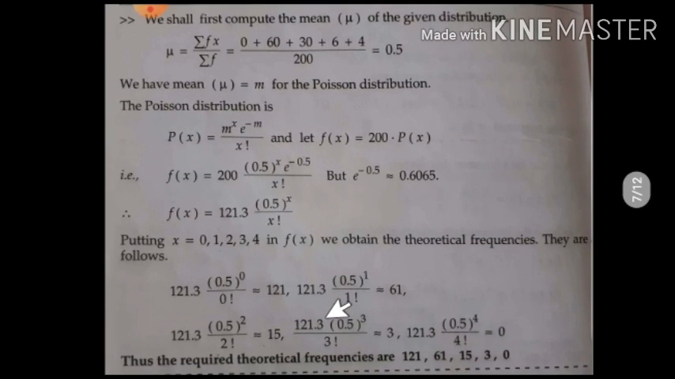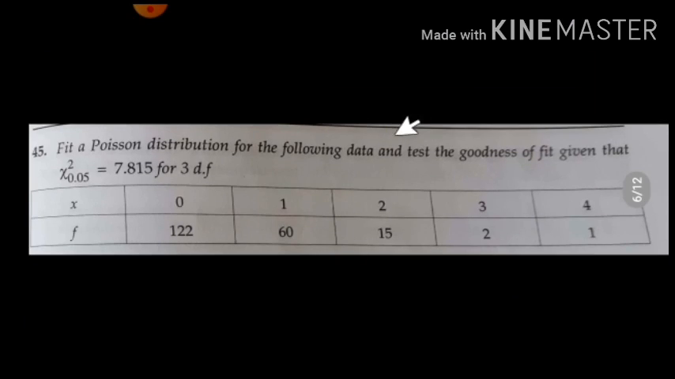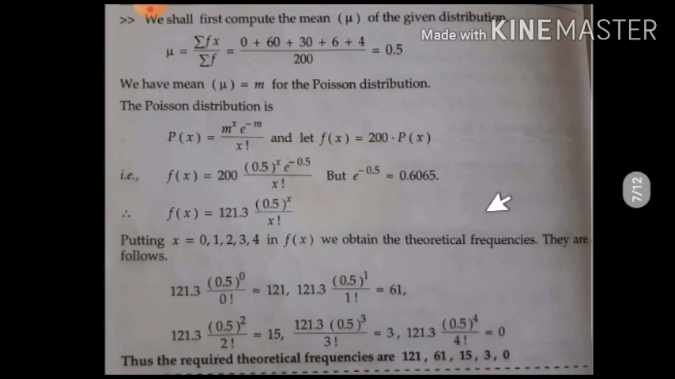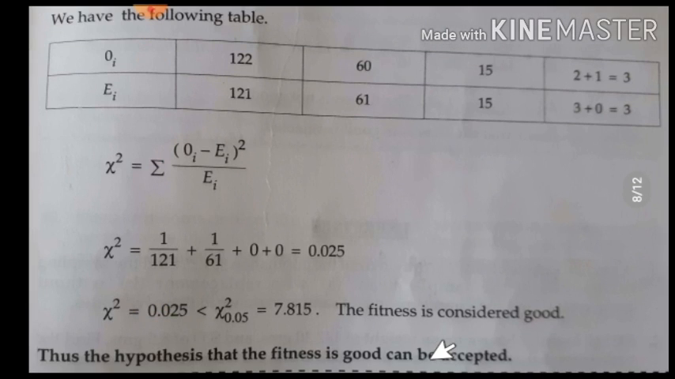What is the hypothesis we have taken? The question asked is to test the goodness of fit of the Poisson distribution. So we took a hypothesis that the Poisson distribution we have fitted is correct, or it is good. So hence we are accepting the hypothesis. What we have theoretically calculated by fitting the Poisson distribution is a good fit compared with the observed frequencies. So the hypothesis says that the fitness is good and it can be accepted.